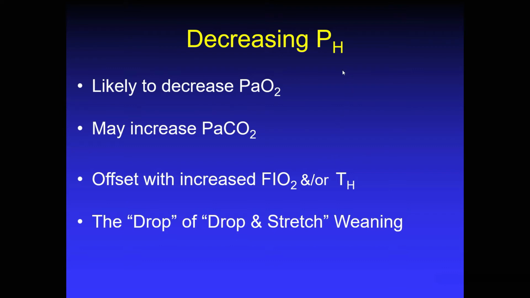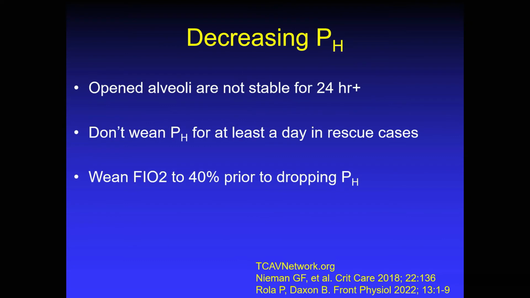Because dropping it too soon, you'll have these problems. You'll become hypoxic, you may worsen your hypercapnia, and you can, to some degree, offset that, obviously, with stretching out the T high, with increasing the FiO2, but your lung will de-recruit if you do this too soon.